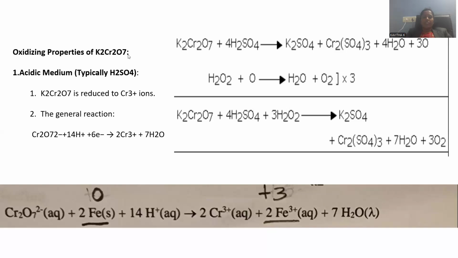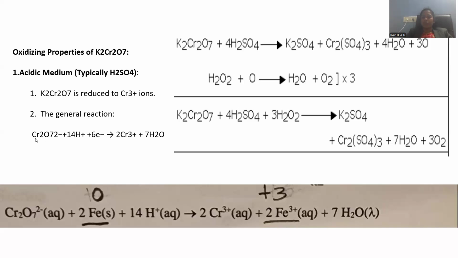Oxidizing properties of potassium dichromate: it is able to work in all three conditions, acidic, basic, and neutral. All three are possible, so potassium dichromate is reduced to chromium +3. Whenever you utilize potassium dichromate as an oxidizing agent, in all possible conditions, there is a formation of chromium +3 ions after the reaction. In the general equation, dichromate is treated with 14H+. In all the reactions we observed till now, 14H+ got consumed by the dichromate, and it requires 6 electrons. Why 6 electrons?